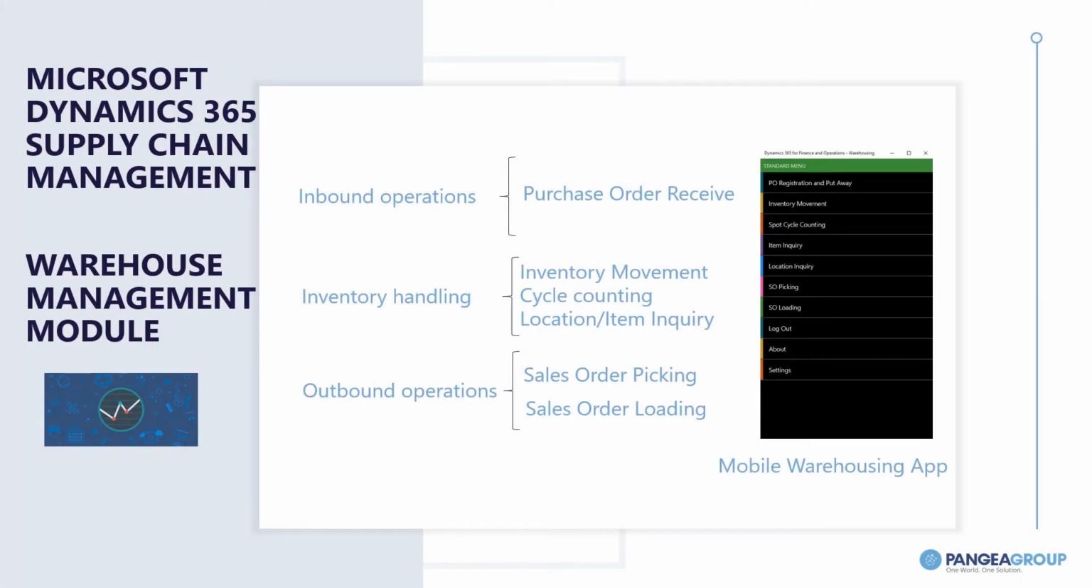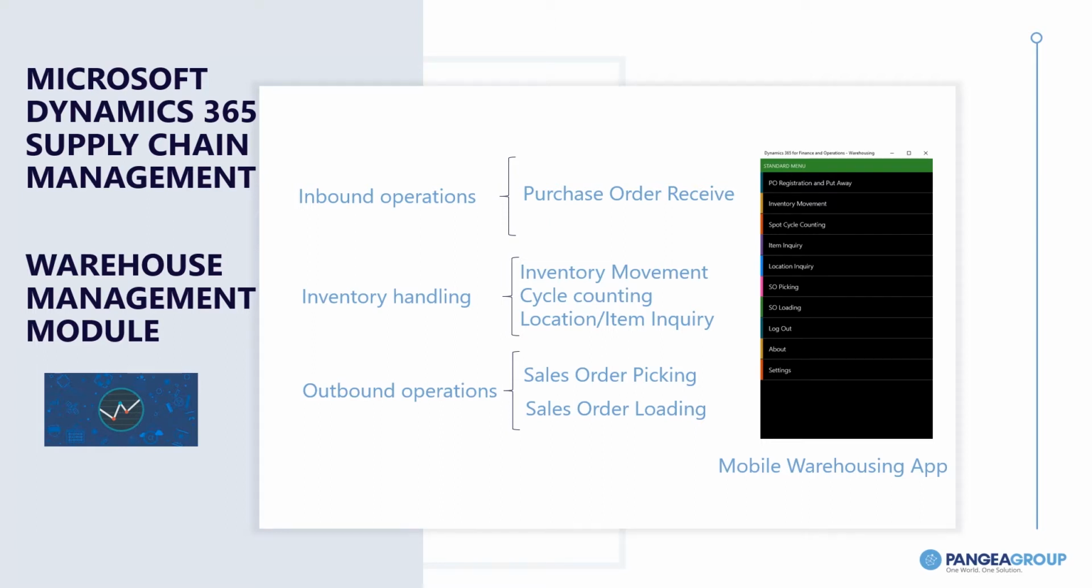In this video, I'm going to share some of the capabilities that Microsoft Dynamics 365 Supply Chain Management has available to support the warehouse management operations in the land-based aquaculture industry. First, I'm going to receive a purchase order as part of the inbound operations. Then, I'm going to carry out some inventory handling activities such as inventory movement, cycle counting, and location and item inquiries. Finally, I will process a sales order going from picking through packing and loading it.